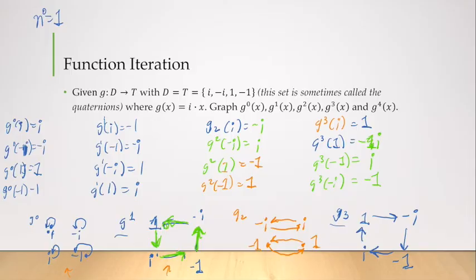Let's take a look real quick at what G4 would look like. I never have enough room, y'all. So G4 of i would mean that i goes to -1, to -i, to 1, and then back to itself. G4 of 1 would mean that 1 goes 1, 2, 3, 4. It's back to itself. So G4 maps every element back to itself.